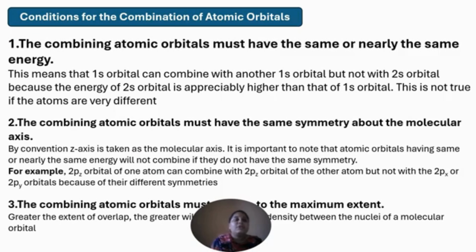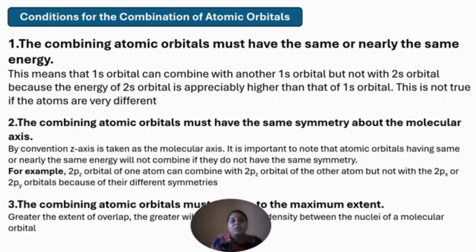So, conditions for the combination of atomic orbitals. The combining atomic orbitals have the same or nearly the same energy. So it indicates that a 1s orbital combines with another 1s orbital but not with a 2s orbital, because the energy of the 2s orbital is higher than that of the 1s orbital.